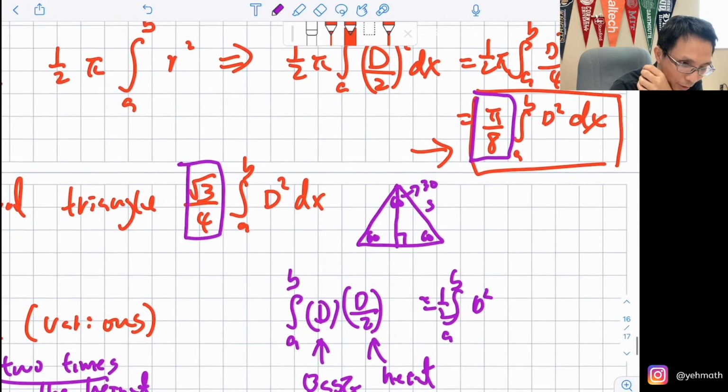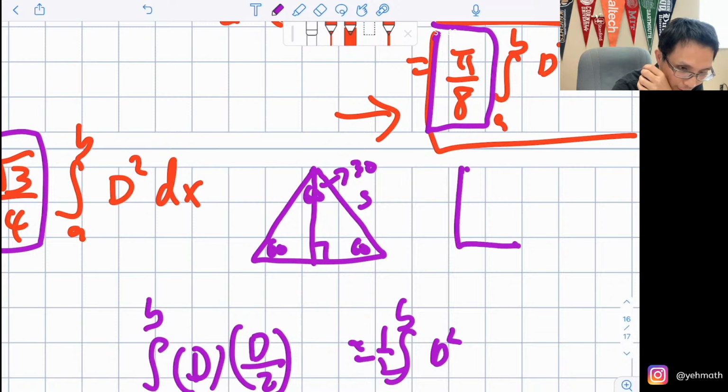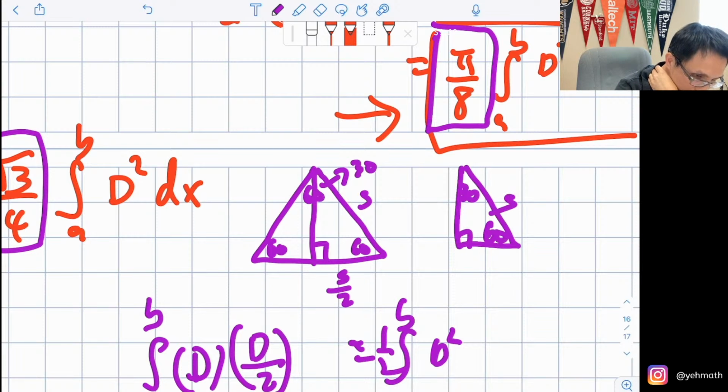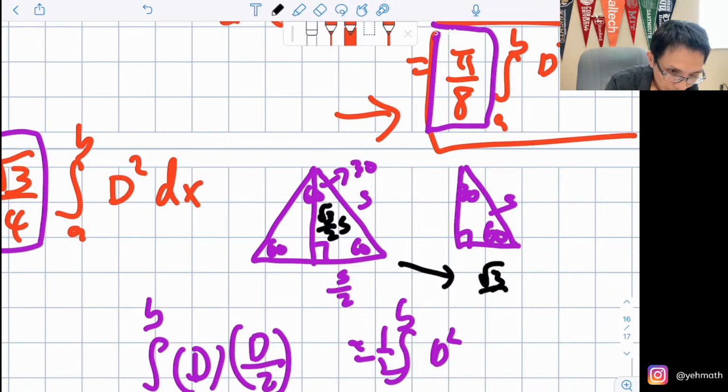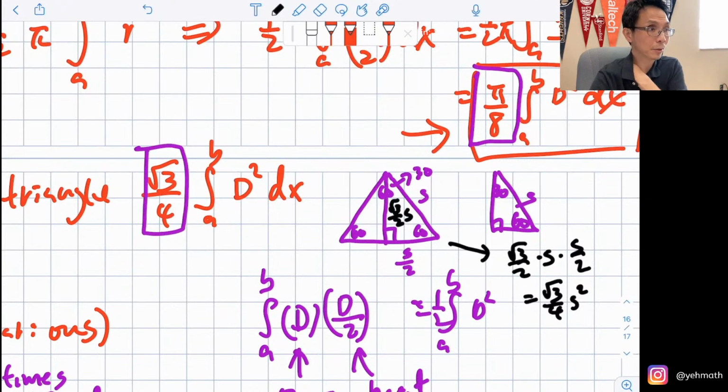So according to the ratio of 30, 60, 90, this is 60, this is 30, this is 90. If 90 is facing the S, that means this part is S over 2. Now with S over 2, that means the height is going to be square root 3 over 2 S. So it'll be square root 3 over 2 S times S over 2. So that's equal to square root of 3 over 4 S squared. So that's how you get square root 3 over 4. It has everything to do with that.